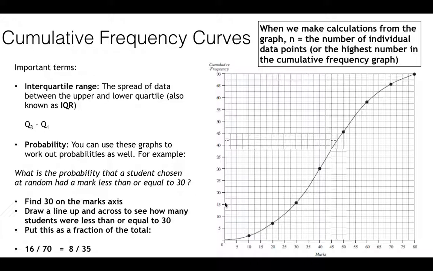Then I put that as a fraction of the total. So 16 out of 70, and then you can simplify that to 8 out of 35. And that gives me a probability. So I've got an 8 in 35 chance of picking someone with a mark less than or equal to 30.